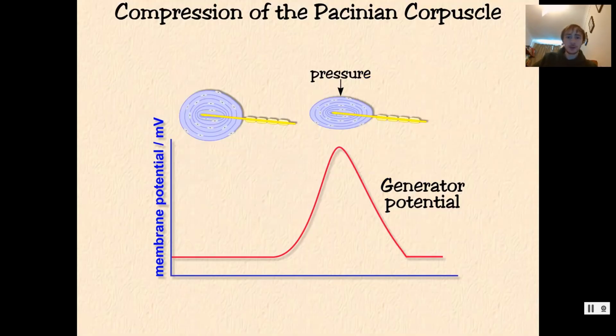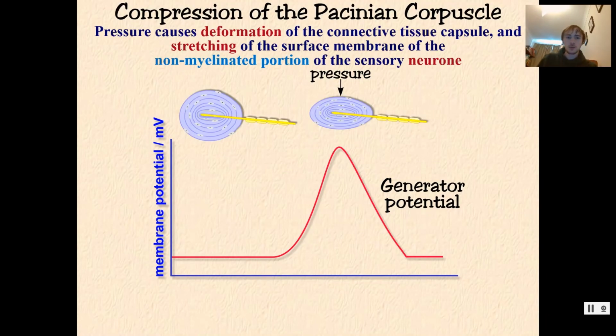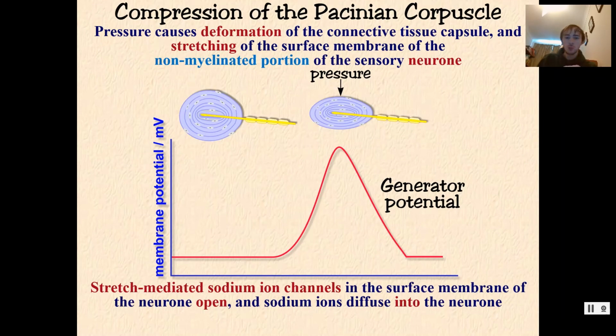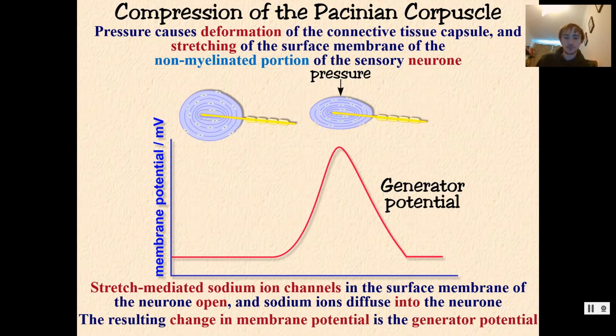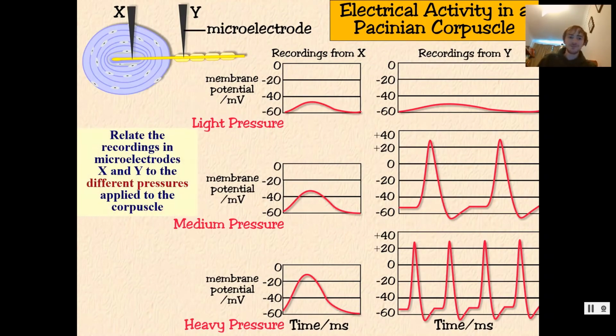Right. Now, this is basically exactly the same graph that we had before, but again, generator potential will increase further the more pressure you put on it. Fine. Now, there is a lot of questioning around this, and it tends to have to do with putting microelectrodes on a Pacinian corpuscle and testing how it works. So, relate the recordings in microelectrodes X and Y to the different pressures applied to the corpuscle.